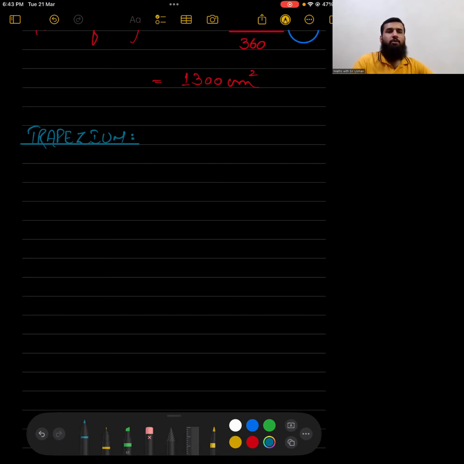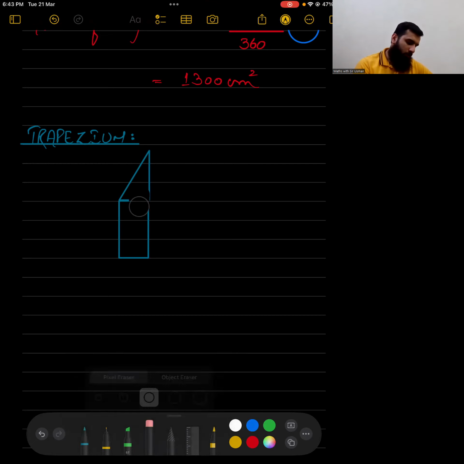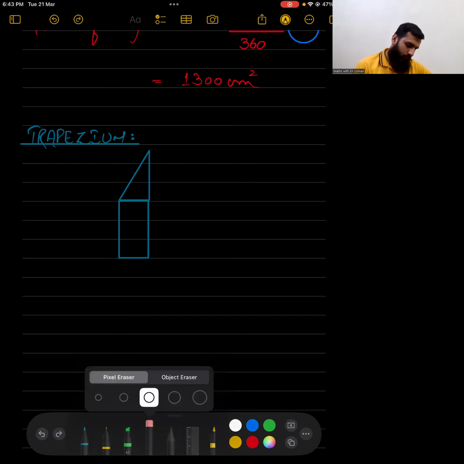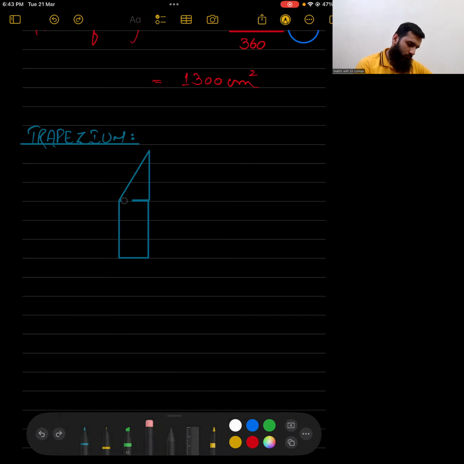Talking about the trapezium, it's basically a combination of a triangle with a rectangle. It would have a rectangle like this, and we'll have a triangle over its top, and they would be joined together like this. So this is going to be a trapezium. It could be vertically placed and it could be horizontally placed as well.